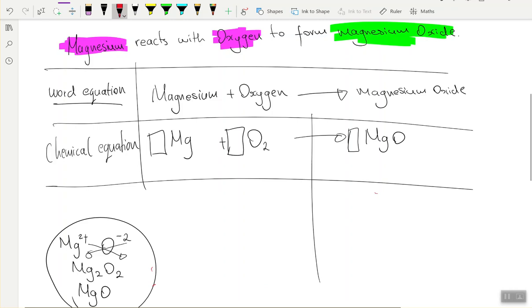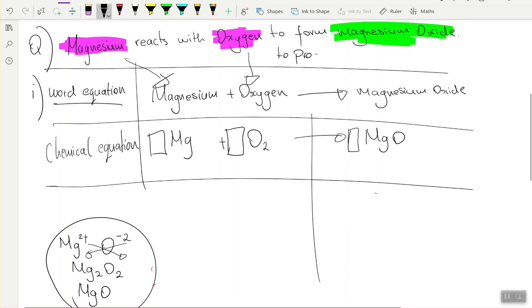Okay, now you've got a question that's going to say magnesium reacts with oxygen to form magnesium oxide. From those words, you're going to have to write part 1, a word equation. So you take that magnesium, that's magnesium reacts with, so those are the two reactants. These are our reactants: magnesium reacts with oxygen to form or to produce.